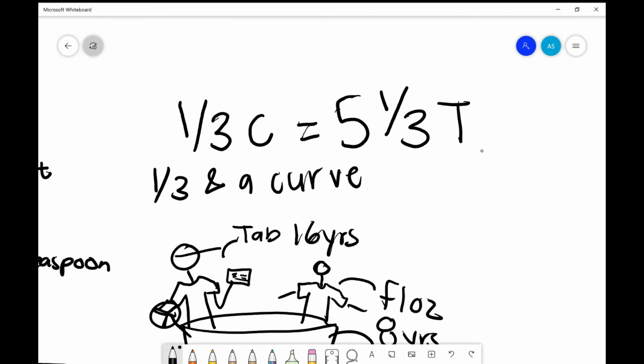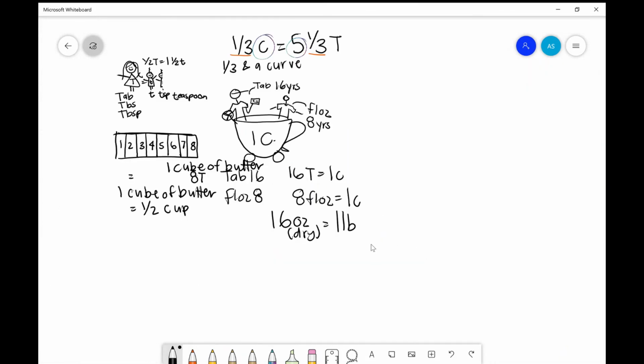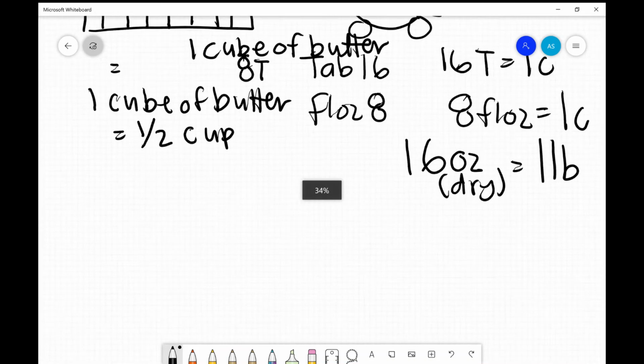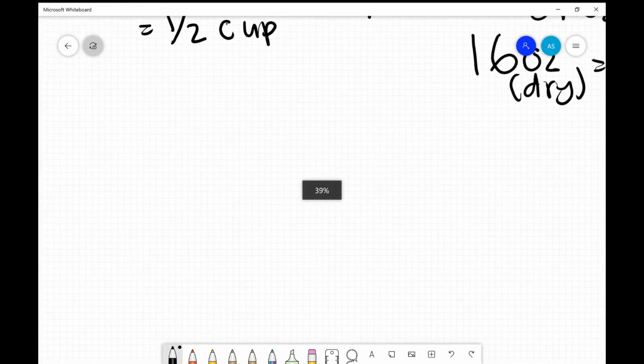1/3, we'll have the 1/3 and the curve, and I'll just kind of highlight that 1/3 so we remember. And then I'm going to circle the curve. Curve and curve. Right? 1/3 and a curve is how we're going to remember that. Okay, after doing the 1/3 and a curve, we are going to draw our gallon man.